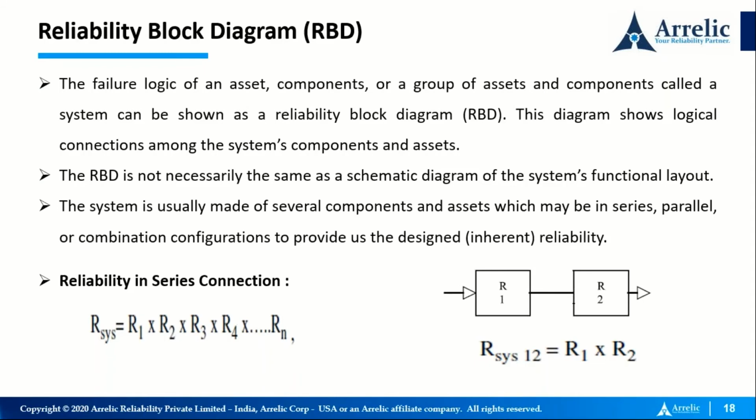Now, the way to calculate reliability in series connection is you find the reliability of each component and you multiply it by the reliability of the other components and so on. So in this case, where we have two components in series, the reliability of the system is R1 by R2. So you calculate the reliability for the first component in percentage, and you calculate the reliability of the second component, and you multiply them together.